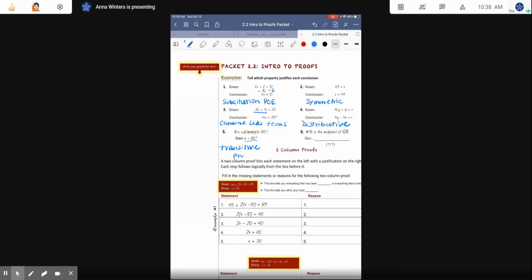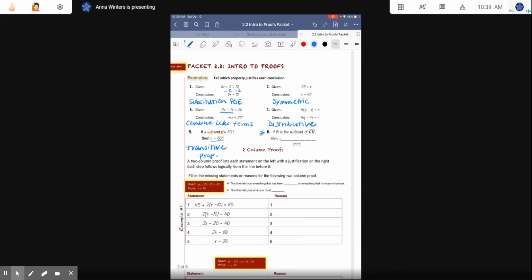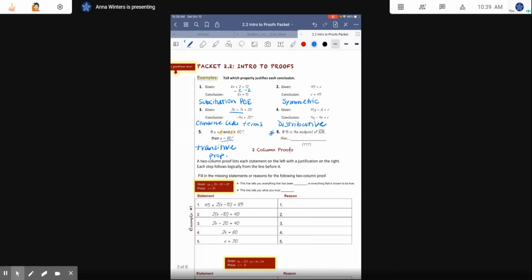All right, number 6, I'm going to put a star on. This is more of a thinking type of question. It says, if B is the midpoint of GH, then what? What can we conclude? They didn't even give us the conclusion. So we do have the term midpoint, which we should know. And I can tell you from that, I can sketch out a picture. I know I have a segment of GH with a midpoint of B.